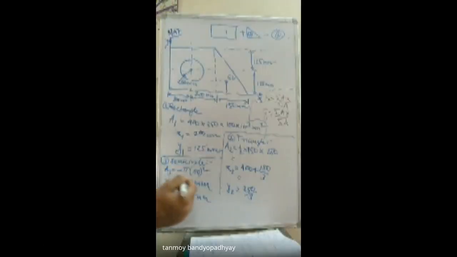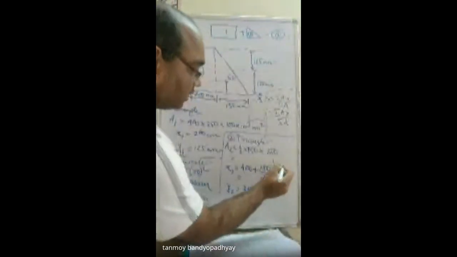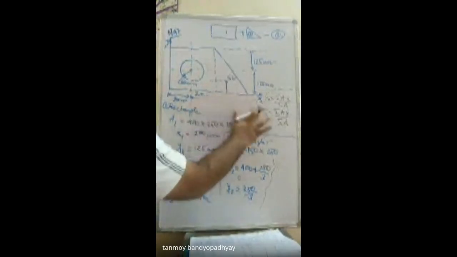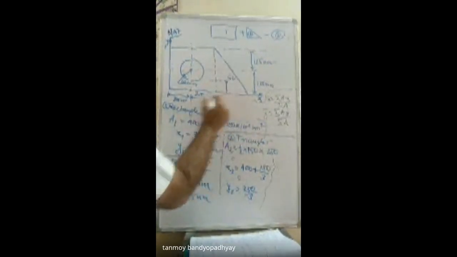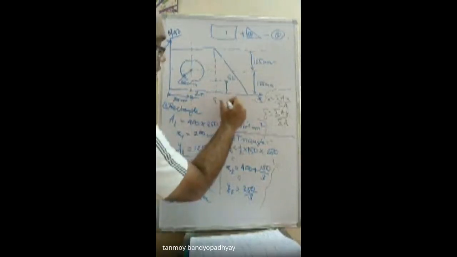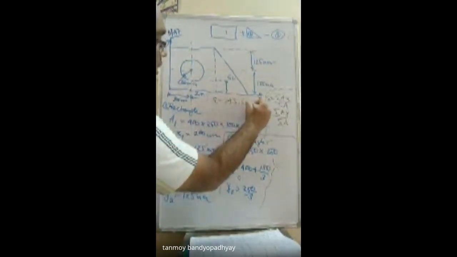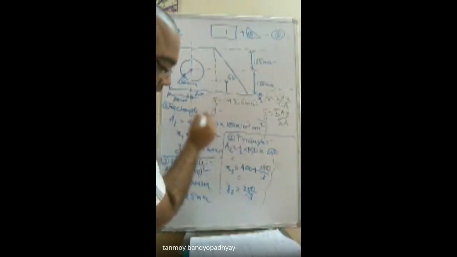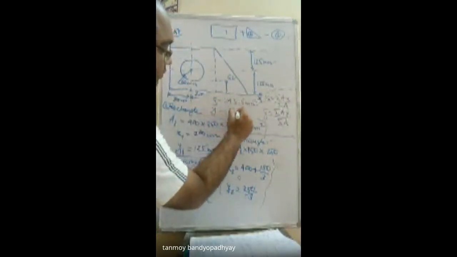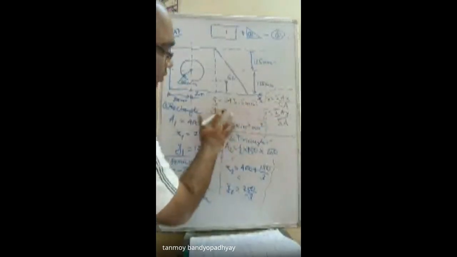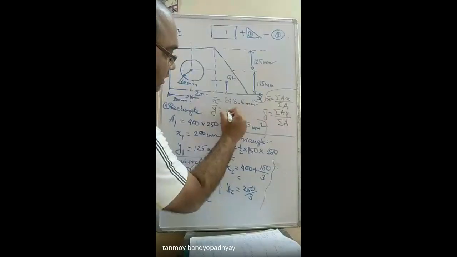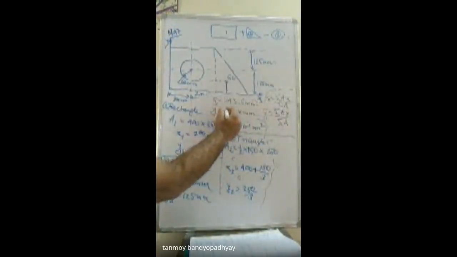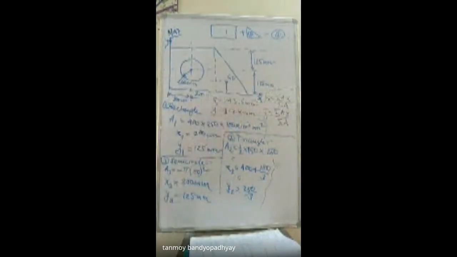Okay? So I am writing the answers. x bar will be equal to 243.6 millimeter and y bar will be equal to 177.8, sorry, 177.8 millimeters. Just calculate and see if you are getting these answers.